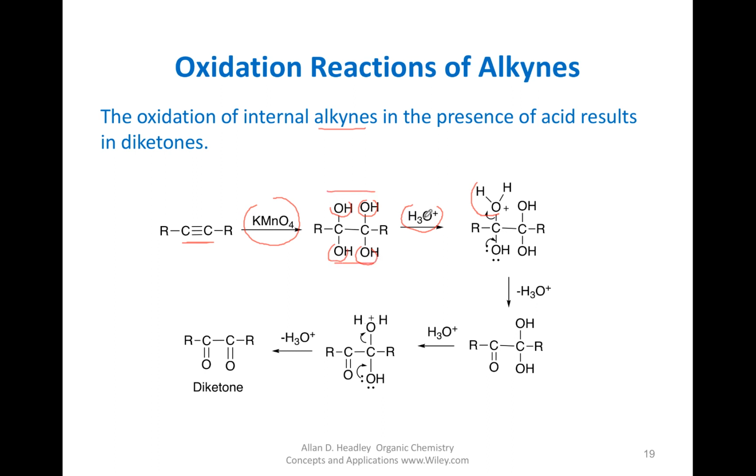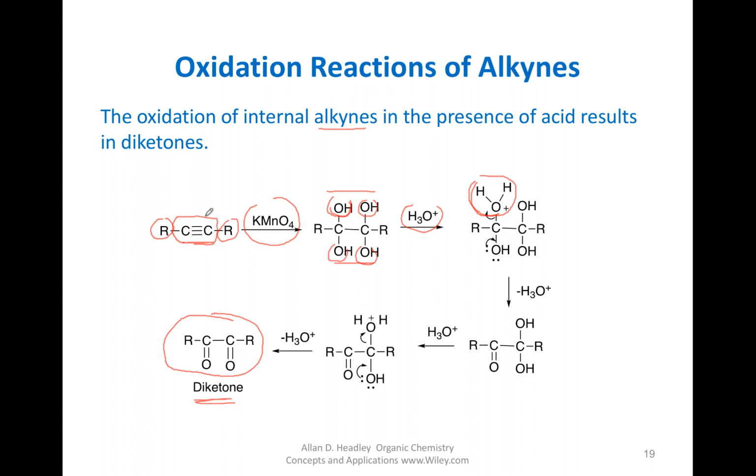Lots of groups have the potential of leaving in the presence of an acid. So if you protonate one of these OHs here, it can leave as water, and you can lose another molecule of water until we get down here into the final product, which is a diketone. Notice this is an internal alkyne where we have two R groups on either side of the triple bond. So we have a diketone as the final product.